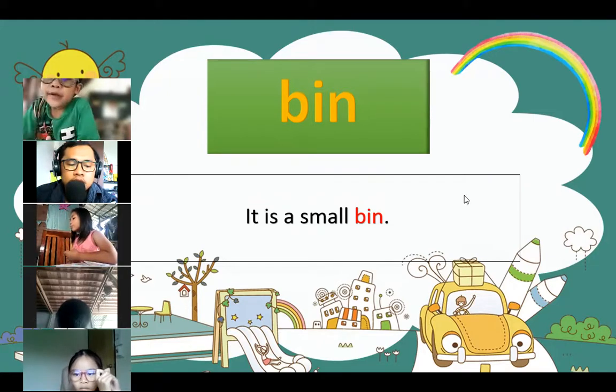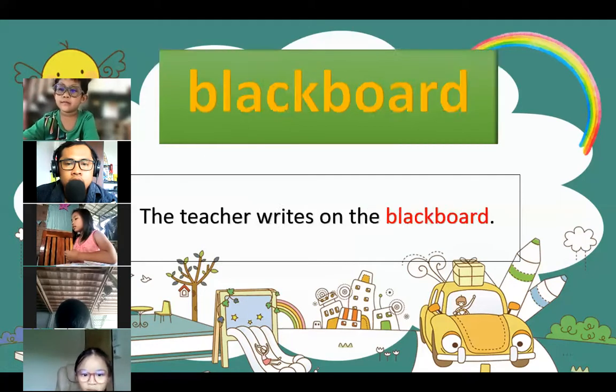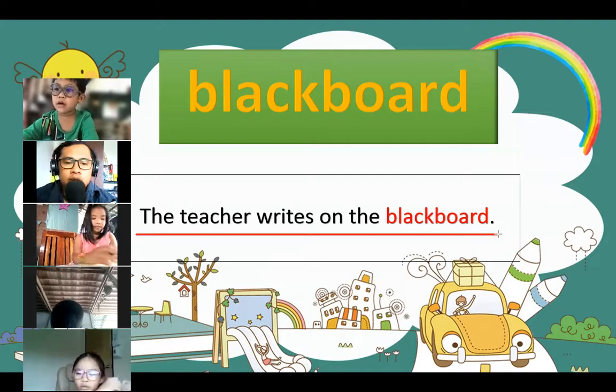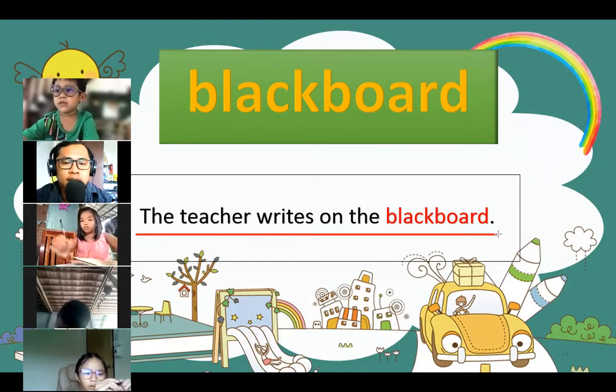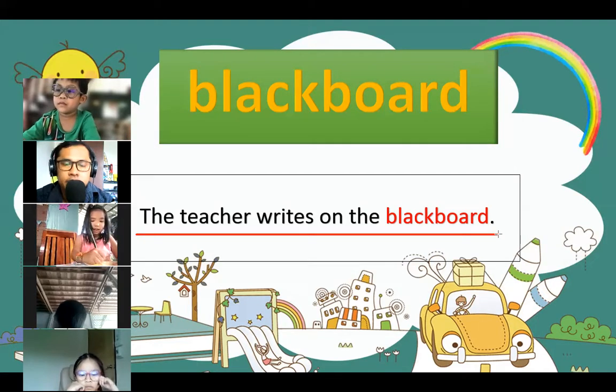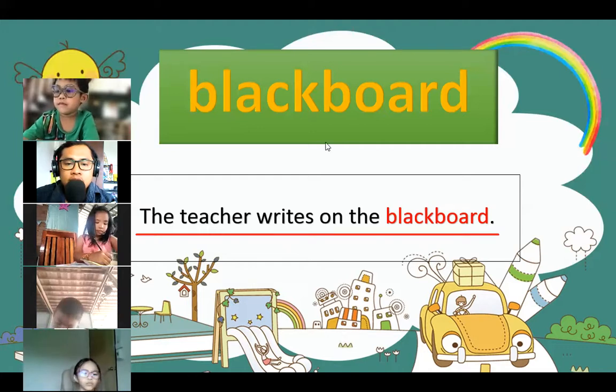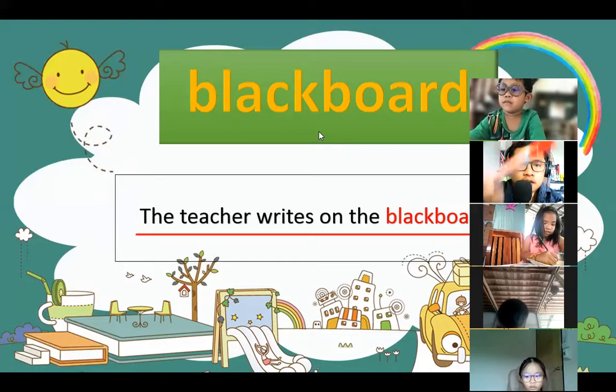Next we have blackboard. Blackboard. The teacher writes on the blackboard. In the classroom we have a whiteboard. When your teacher teaches or writes something, you have to write it on the board so everyone can see. We have the green board, blackboard, and the whiteboard. If you write on the whiteboard, of course, you have to use a marker.